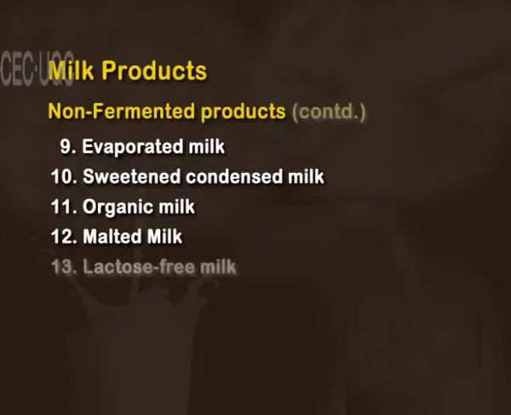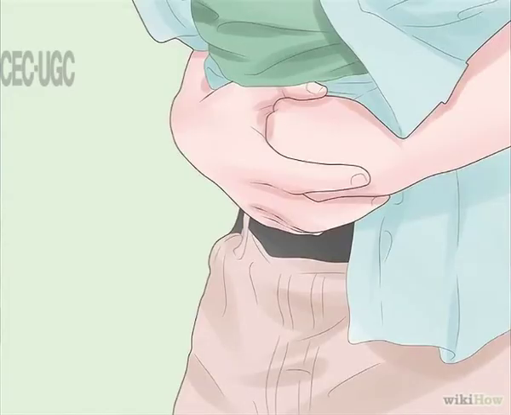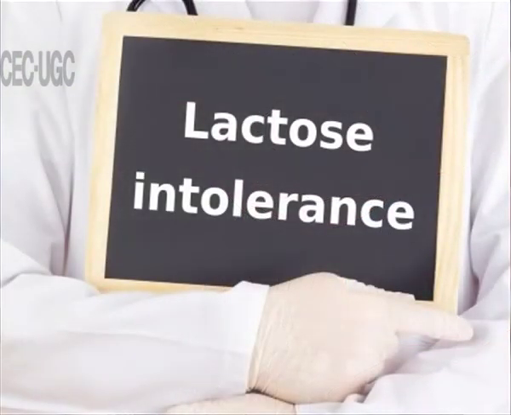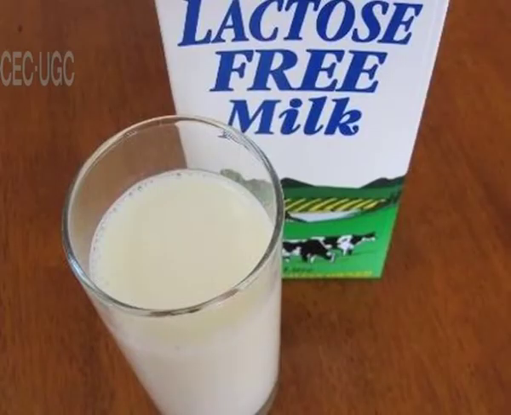Then we have lactose free milk for the people who are sensitive or allergic to the lactose, the sugar which is found in milk. Now this modified milk is made by filtering regular milk to remove half of the lactose. Then the enzyme lactase is added to the milk so that it is converted into simpler forms which can easily be absorbed.